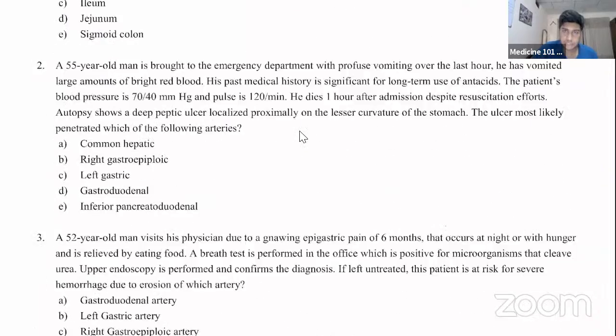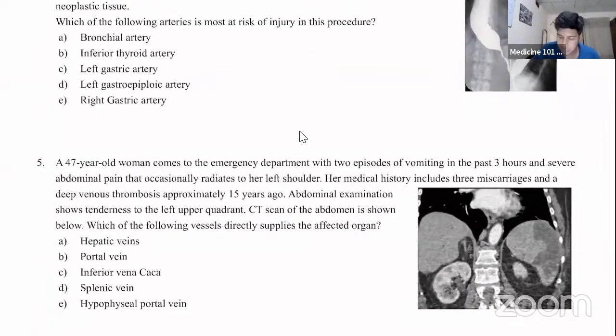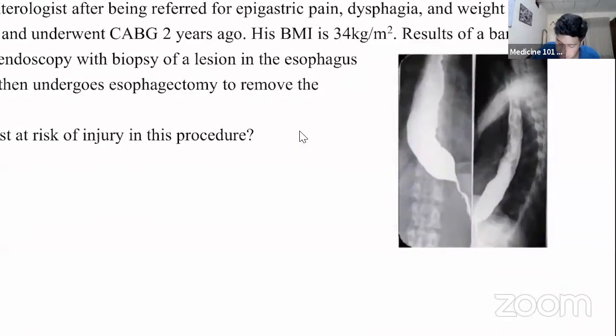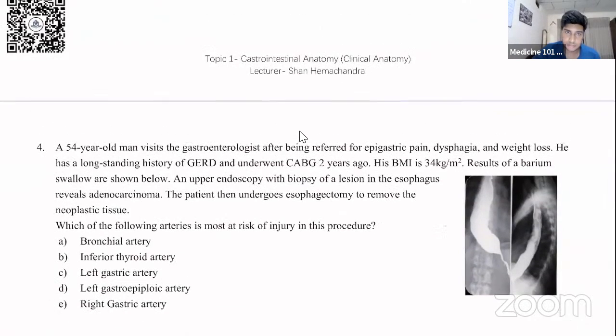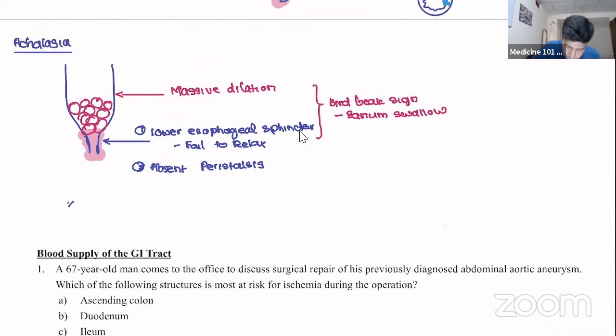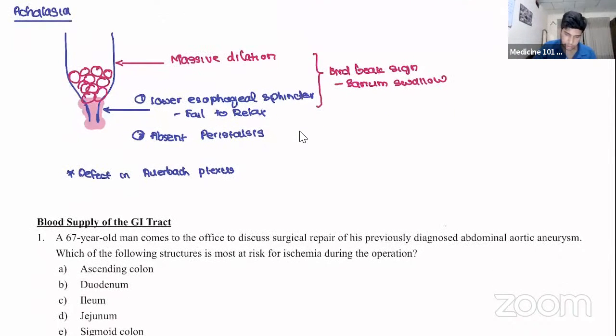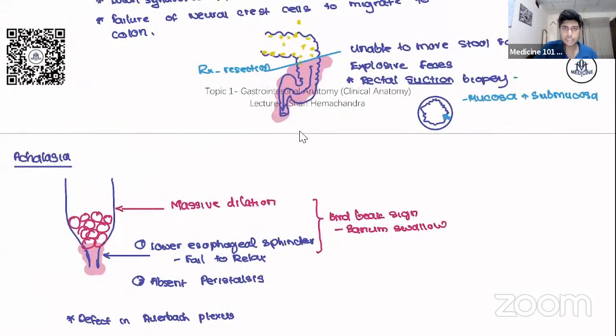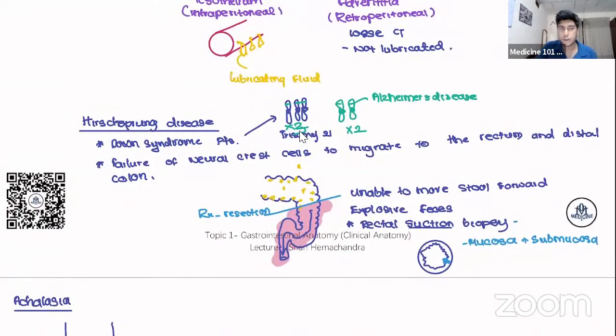Let me show you an image of this. We'll discuss a bit about radiology of the abdomen, but let me show you an image. You can see the constriction here, and then massive indentation here. This is called the bird beak sign. This is due to a defect in the Auerbach plexus. So this is achalasia, and I hope you understand the histological importance of these diseases.